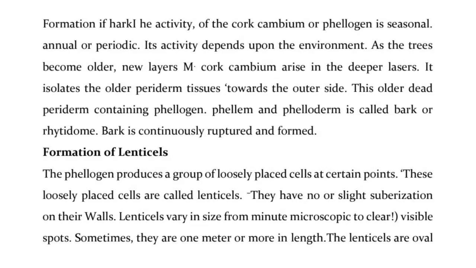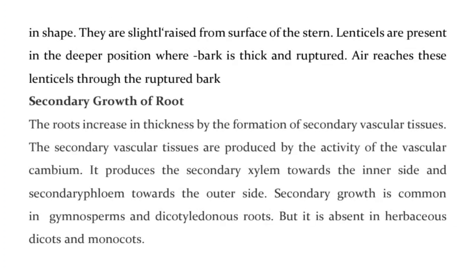Formation of lenticels. The phellogen produces a group of loosely placed cells at certain points. These loosely placed cells are called lenticels. They have no or slight suberization on their walls. Lenticels vary in size from minute microscopic to clear, visible spots. Sometimes, they are 1 centimeter or more in length. The lenticels are oval in shape. They are slightly raised from the surface of the stem. Lenticels are present in the deeper position where bark is thick and ruptured. Air reaches these lenticels through the ruptured bark.